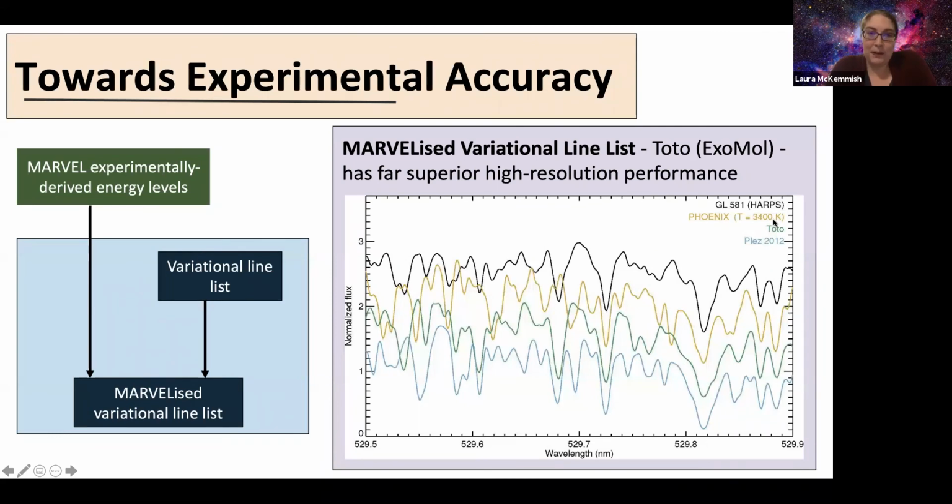And so to get experimental accuracy, what we actually do is put in the MARVEL experimentally derived energy levels whenever we have them into a variational line list, and we get what's called a MARVELized variational line list. And you can see here the green, Toto, has superior performance compared to the black and all the other data. So Plez 2012 actually does the same trick, and Phoenix does not do it, and Phoenix is nowhere near as good. So this MARVELized variational line list is extremely important.